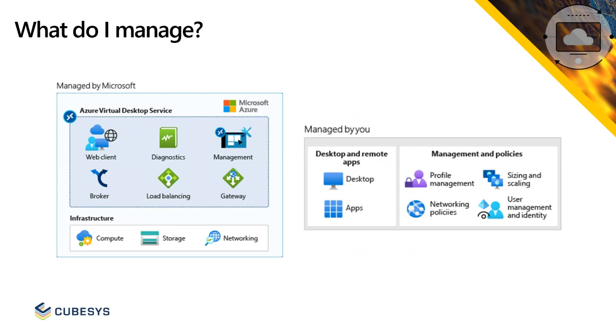Also, our networking policies. So you can connect your Azure Virtual Desktop VNet to your on-premise network by using VPN or ExpressRoute. And then finally, the user management and identity piece, which is basically Azure AD, role-based access controls, conditional access, multi-factor, that kind of thing.